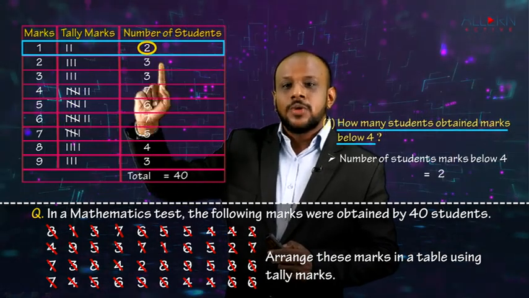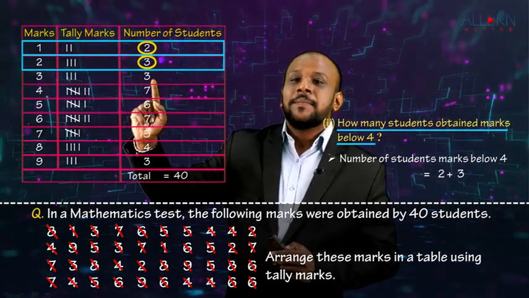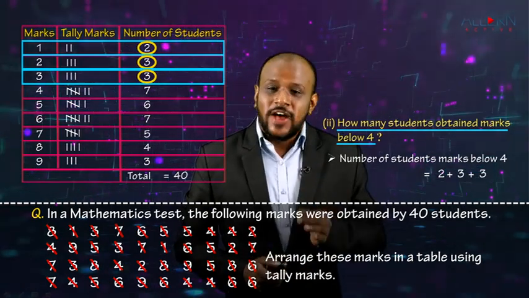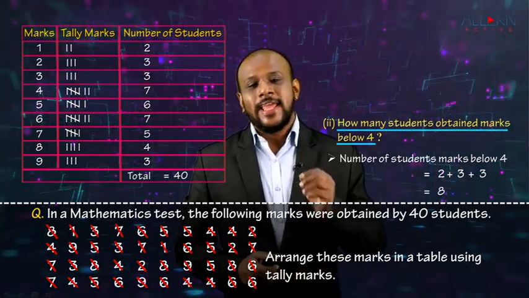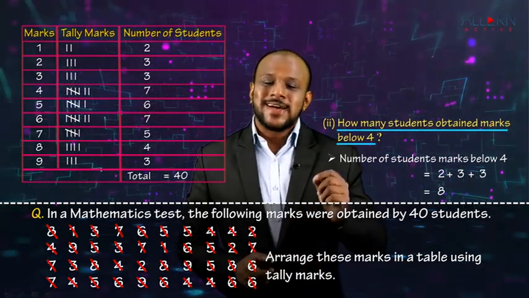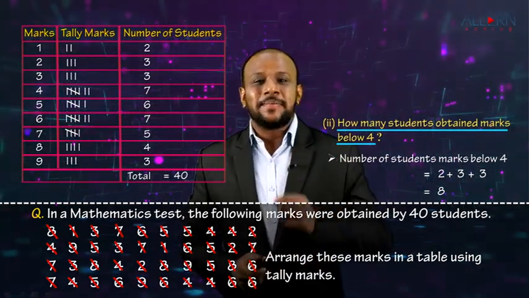So it is 2 plus 3 plus 3. Okay. Now what is 2 plus 3? It is 5. And 5 plus 3? It is 8. So therefore we can say 8 students have scored marks below 4. And that completes your sum.